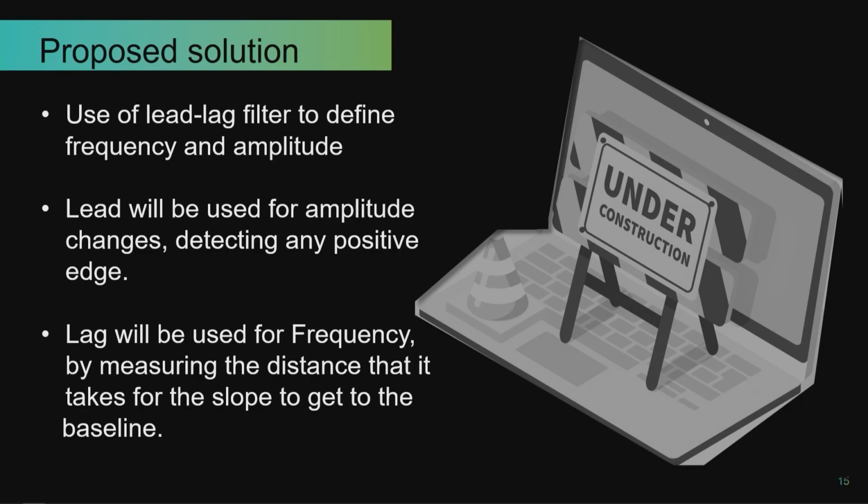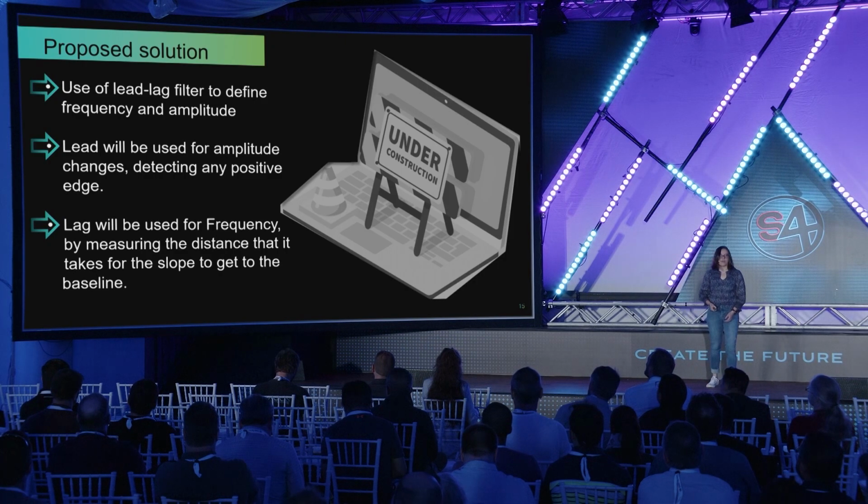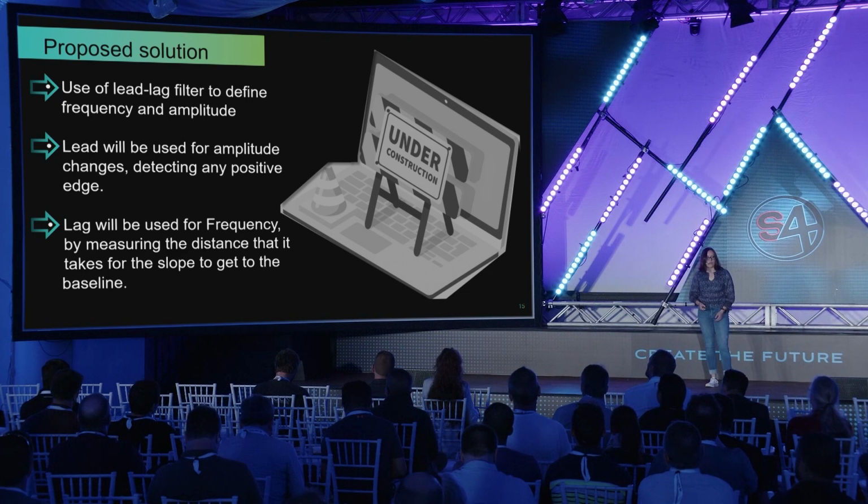So what we are proposing in this case is to use a lead lag. The lead will be used for the amplitude, and the lag is going to be to check the frequency. Once having that, you can compare and do a set baseline to have both, and then we can compare to see if the changes are minimal or not. And also, we want to have it in the very low scan cycles. This one is still under construction. We are testing that one.